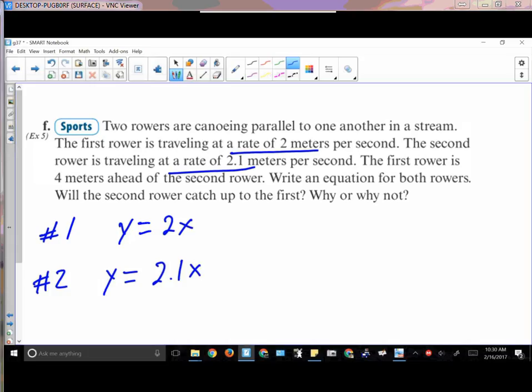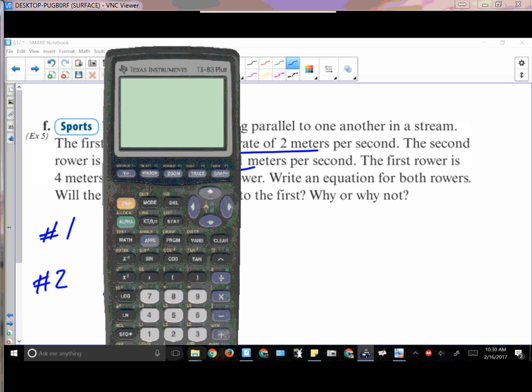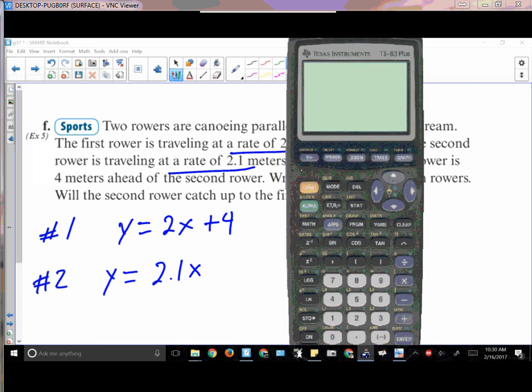Now, I got to write the equations. The second one, it says the first rower is 4 meters ahead of the second one. So he's got an extra 4 to go with, right? Now, this is where we would go and graph things out to see where they would meet. We know that number 2 is going to eventually go further than number 1. Has to. Why? Because he's going faster. So, what I'm going to do, though, is I'm going to use the graphing calculator to help us out with this.